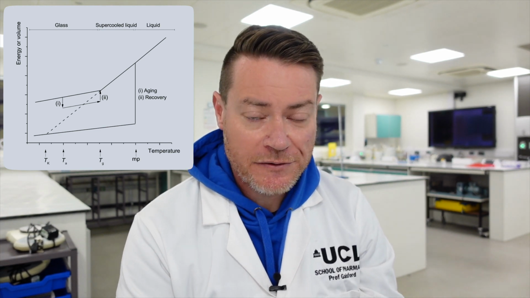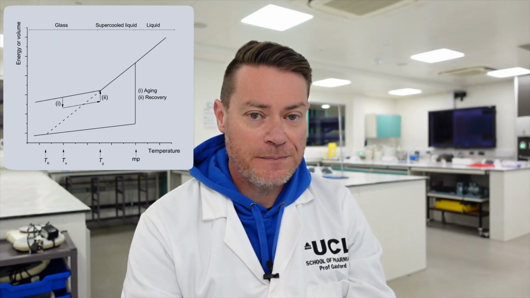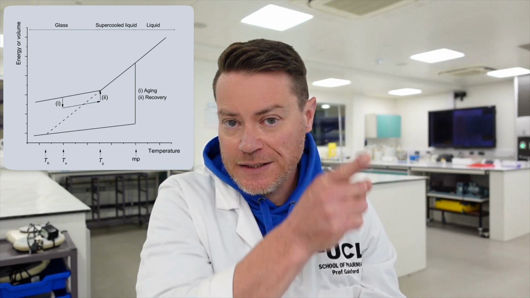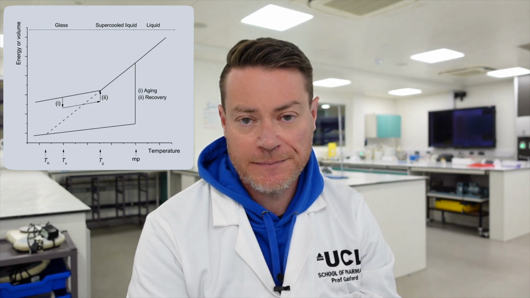In order to answer this question, you need this diagram. If I'm setting the exam, then I will either give you this diagram and ask you to talk your way through it, or I might say, explain with the aid of a diagram the formation of an amorphous material, in which case you've got to draw it. But either way, you've got to understand what the graph is showing you. So let's talk our way through it. On the y-axis, we have energy or volume, and on the x-axis, we have temperature.